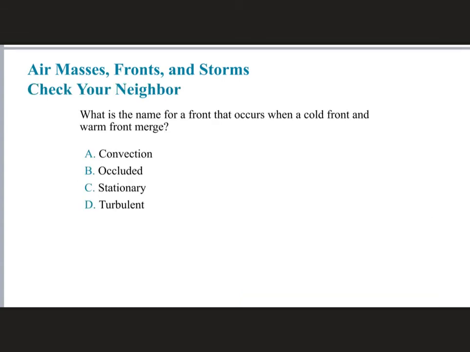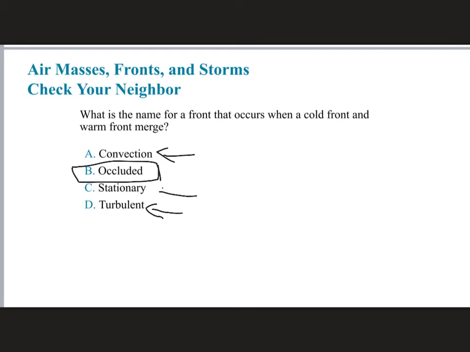So just to remind ourselves, what is the name of the kind of front that occurs when a cold front and a warm front merge? Well, the answer is that is an occluded front. Now, there's another thing here, an option, convection. That's a cause of lifting. That's not a kind of front. Turbulent, that has to do with the way that air flows, but it's not actually a front.